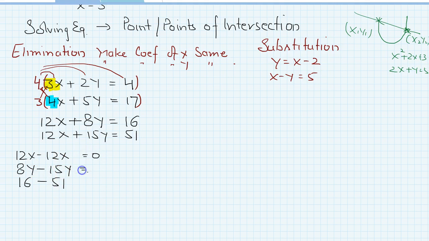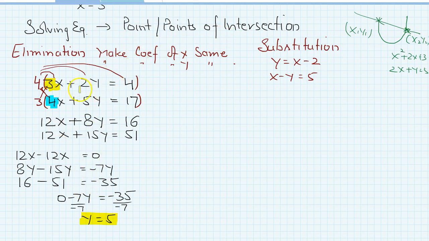This is 0. This one is, so this is minus 7y, and this is minus 35. So this is 0, minus 7y, is equal to minus 35. Divide both sides by minus 7. Y is equal to 5. So that is the solution.